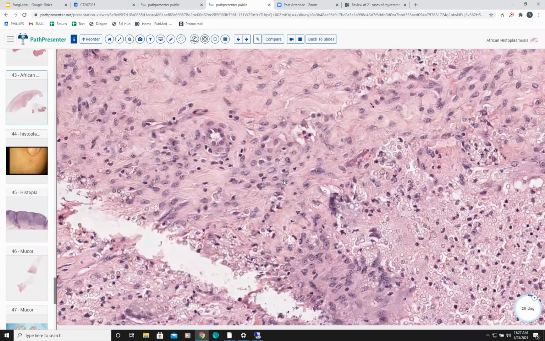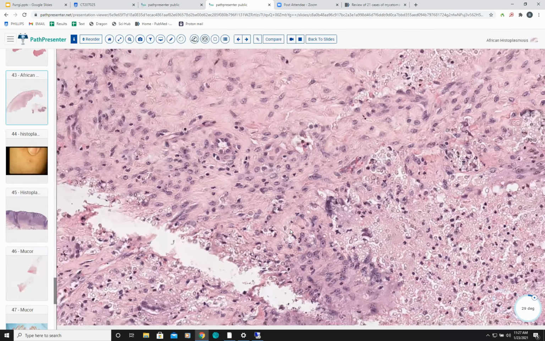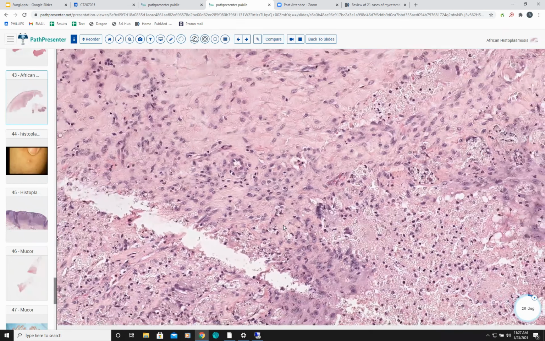And remember, this is the one that is so-called syphilis of fungi because of the very varying clinical manifestations. These yeasts are usually between 2 and 10 micrometers in size.